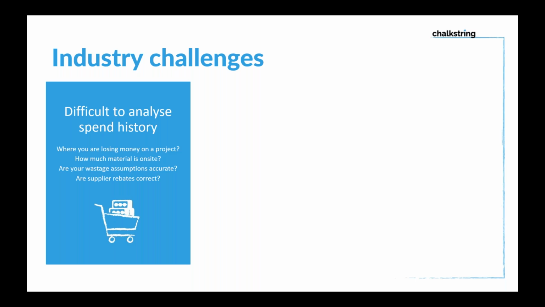And even down to things like wastage, you'll be making wastage assumptions. Most customers we know would just put a 10% on everything, but that could be very conservative in some areas and hence over ordering, or it could be light in other areas. So it's about being able to have that information to analyze your spend at your fingertips.